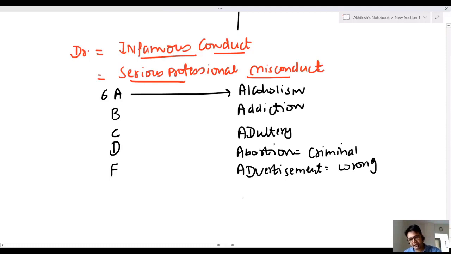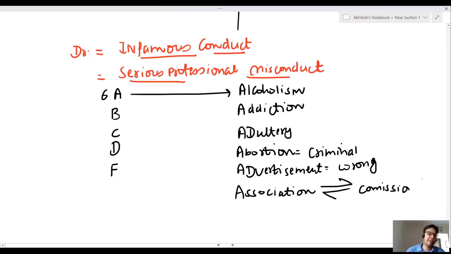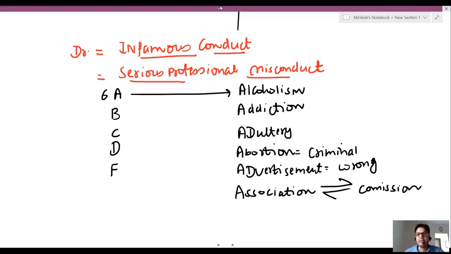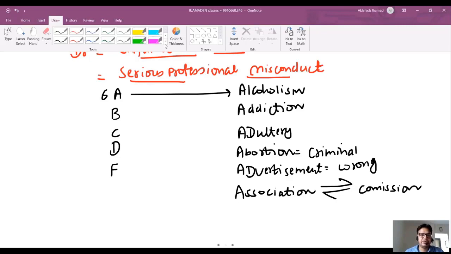And the last A is association. Association means giving or taking commission. So these all are infamous conduct. 6A: alcoholism, addiction, adultery, abortion (criminal abortion), advertisement, and association. What is association? Giving or taking commission. These are 6A, infamous conduct.